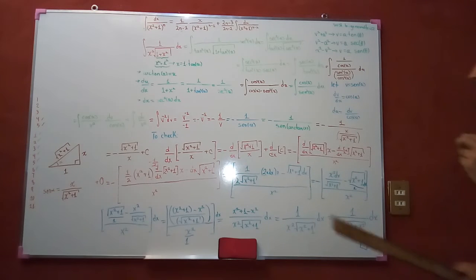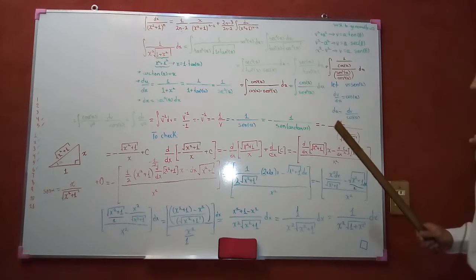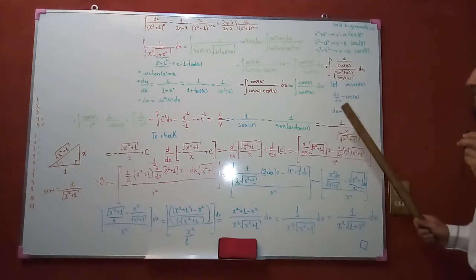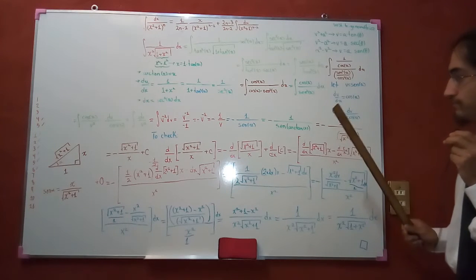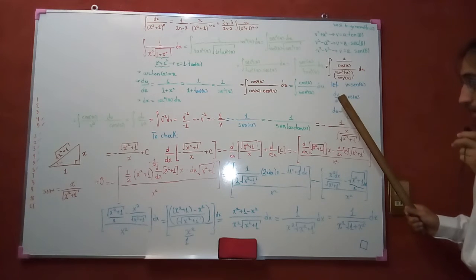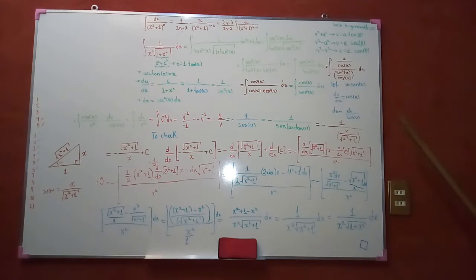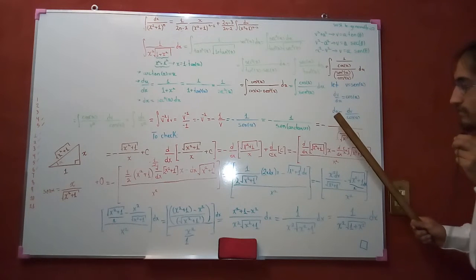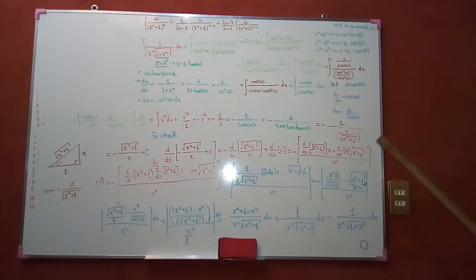Now let's use this method, substitution. So b is equal to the sine of u. The derivative of b with respect to u is equal to the cosine of u. So du is equal to db over cosine of u.